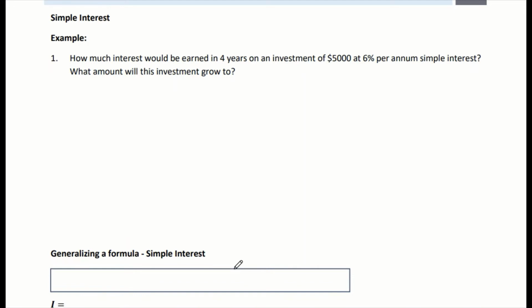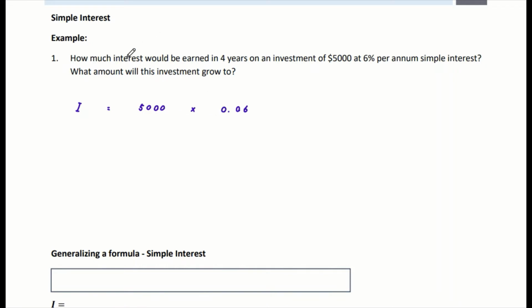Okay, so question 1. How much interest would be earned in 4 years on an investment of $5,000 at 6% per annum simple interest? What amount will this investment grow to? We know that for simple interest, your interest is always calculated based on the principal only. So to get our interest, we use I here. You multiply your principal by the interest rate, which is 0.06, and then you get the interest for 1 year.